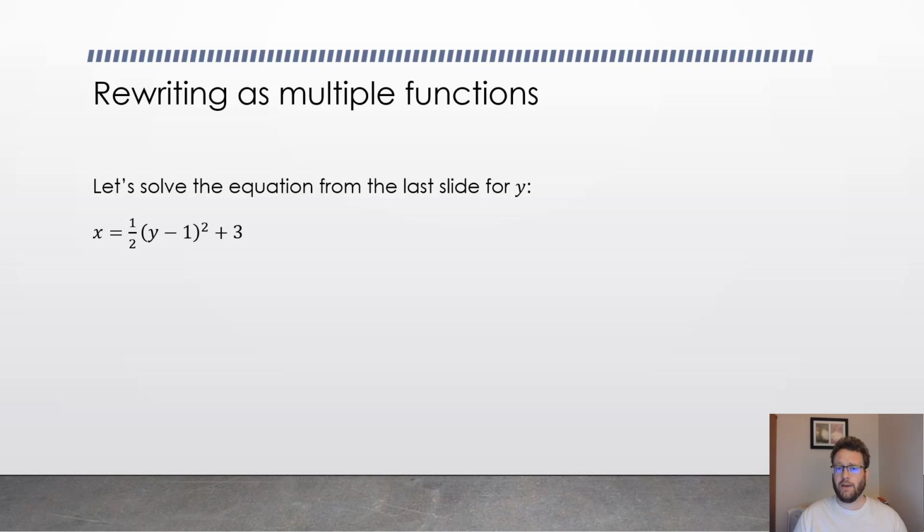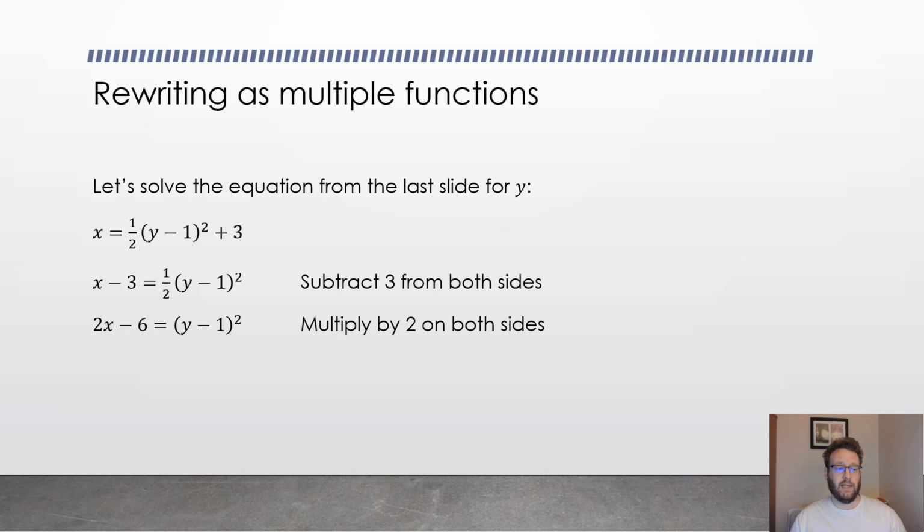You're going to subtract 3 from both sides. Then you're going to multiply by 2 to remove that 1/2 in front of the y minus 1 squared. And that's going to give you, you can either write this as 2 times x minus 3, so x minus 3 in parentheses, or you can write it as 2x minus 6. I've chosen to expand it here. That's up to you. And then you have y minus 1 squared on the right.